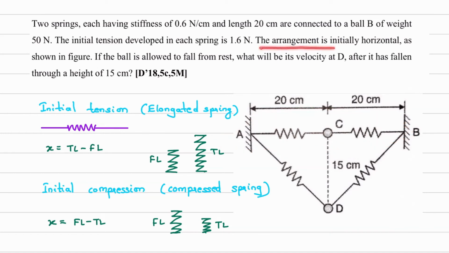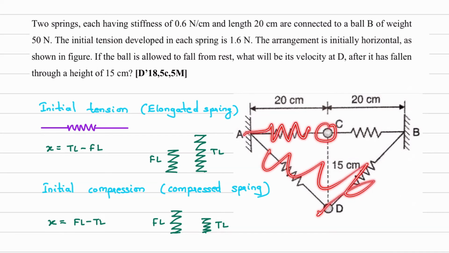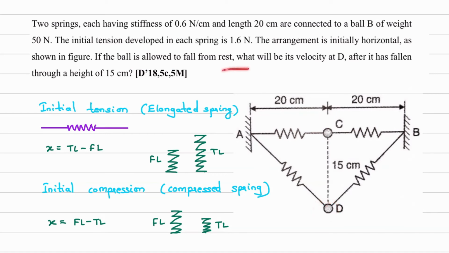The arrangement is initially horizontal. That is why I told you forget about this part. Initially arrangement is horizontal as shown in figure. If ball is allowed to fall from rest, now from this position ball is allowed to fall in downward direction. What will be velocity at D? That is asked. So this is the second position.